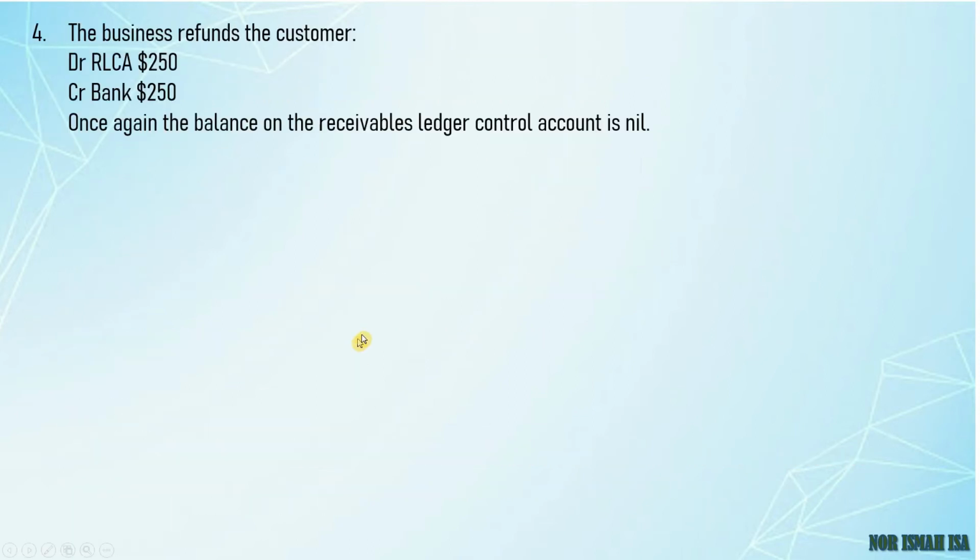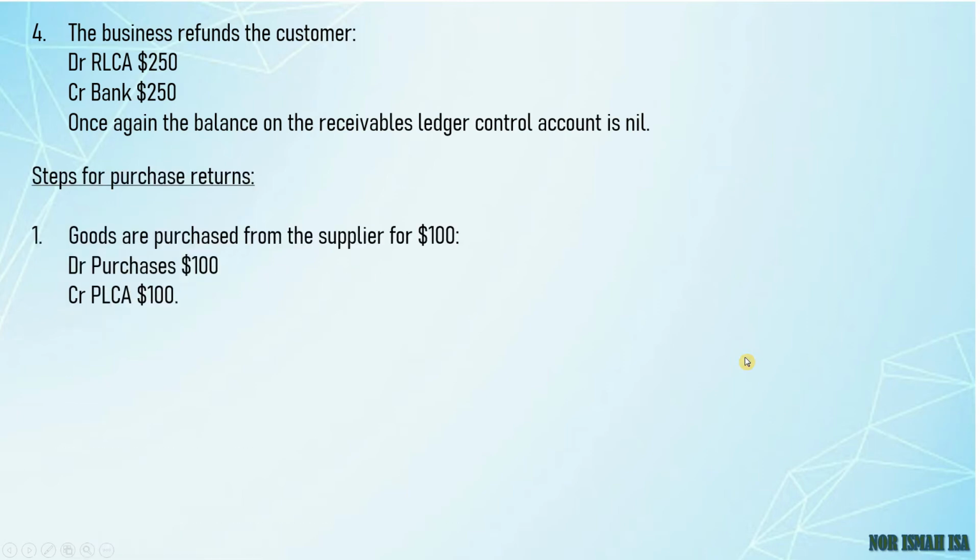Okay, if the business refunds the customer, the credit balance of $250 is now reversed by crediting bank $250. Once again, the balance on the receivable ledger control account is 0.